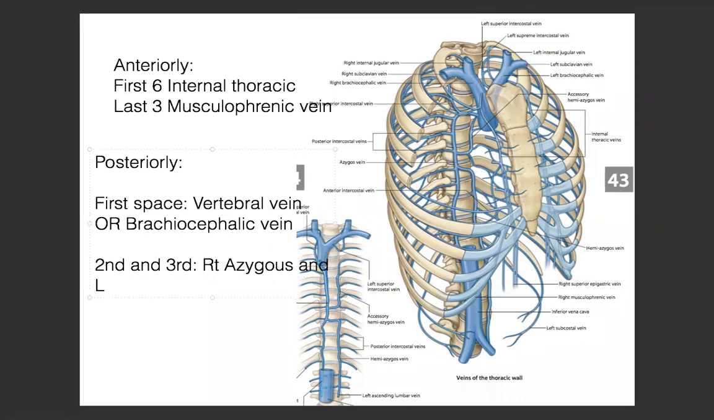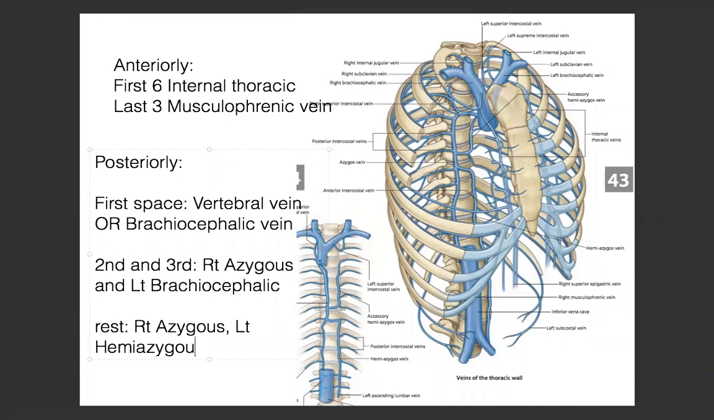And if it's left, it drains into the brachiocephalic. Okay, so that's why it's a bit confusing, because you have to memorize the right and the left. So the first space drains into the vertebral vein or the brachiocephalic vein, regardless of whether it's right or left. But the second and third, the right one drains into the azygous, while the left one drains into the left brachiocephalic. Then after that, the rest would drain into, if it's the right, the azygous. If it's the left, the hemiazygous.